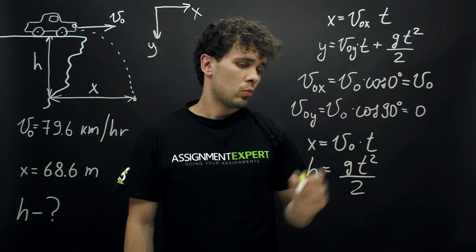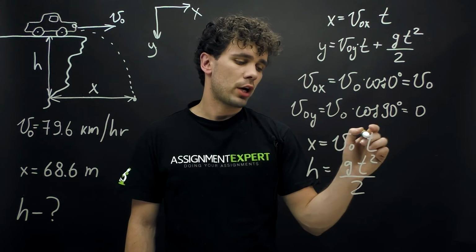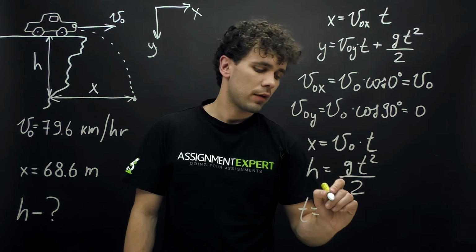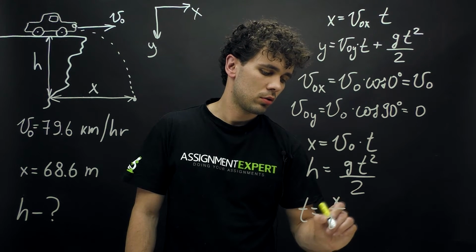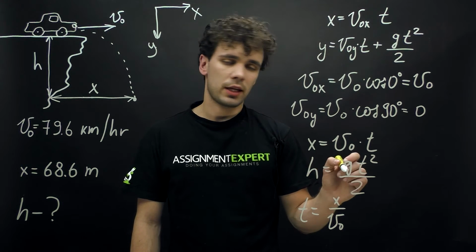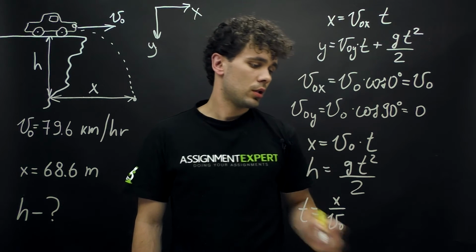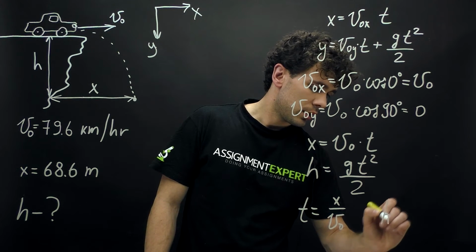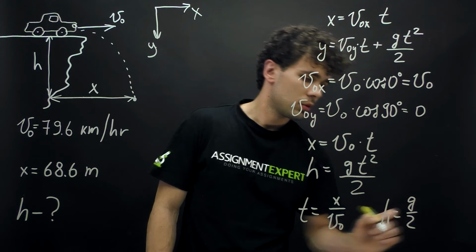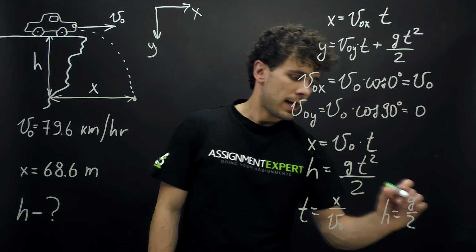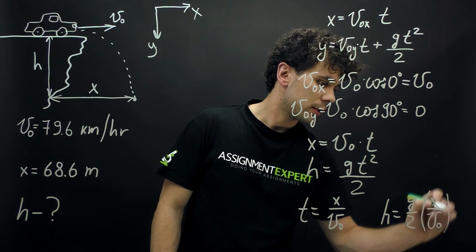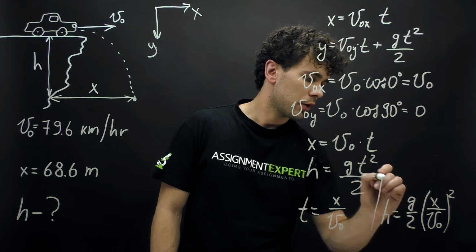Okay, so from the first equation we can derive t. t equals x divided by v0. And now we can put t into the second equation to find the height. So let's write it over here. h equals g over 2 times x over v0, squared. And this is our final formula.